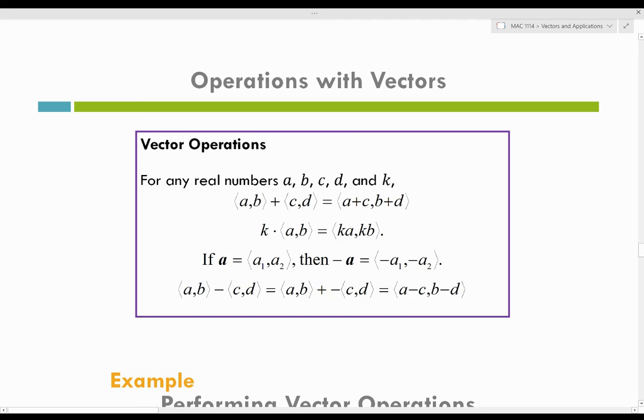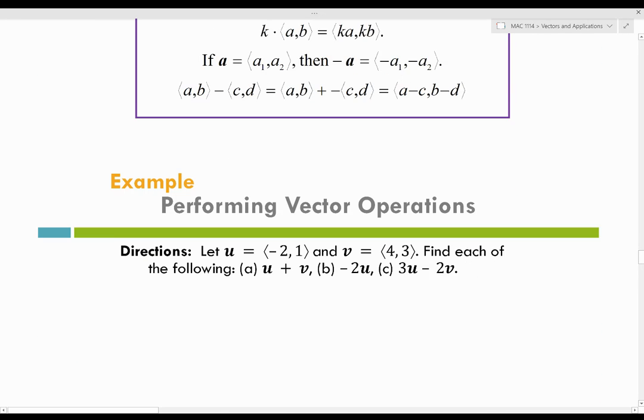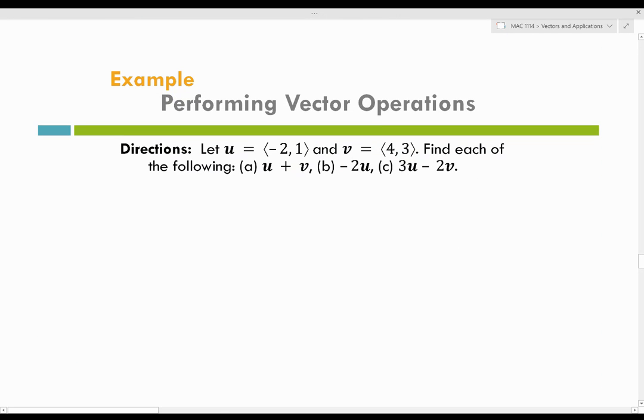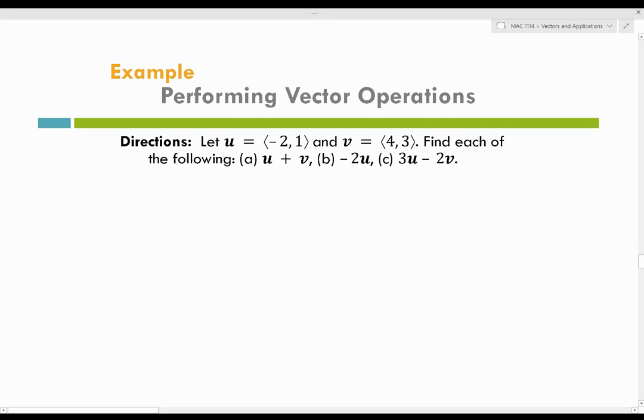So let's practice some of these. All right, let's take a look at this example. It says directions. Let u equal -2, 1, and v equal 4, 3. Find each of the following, A, B, and C.